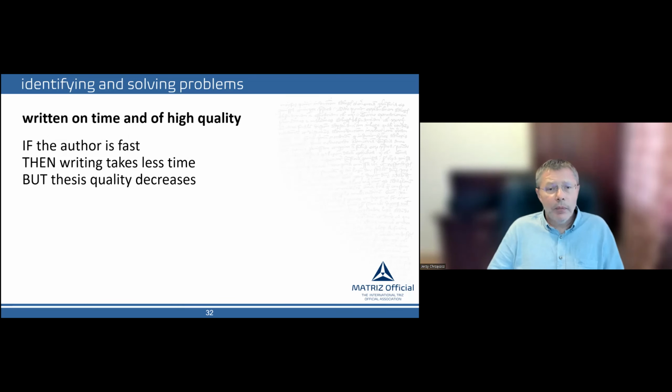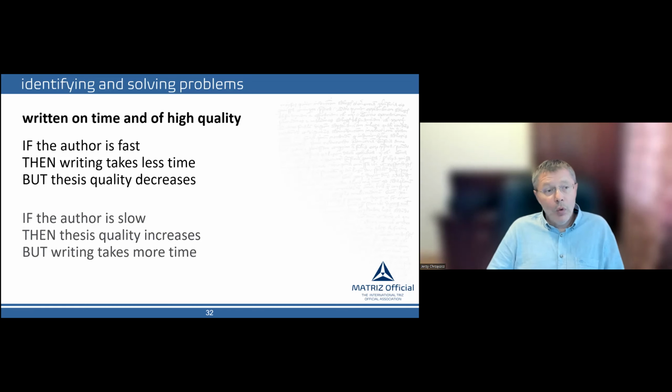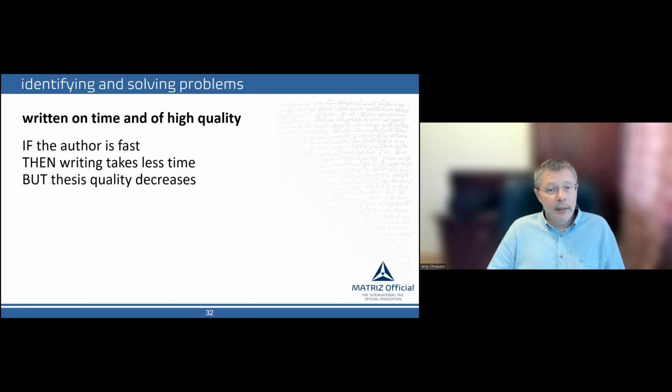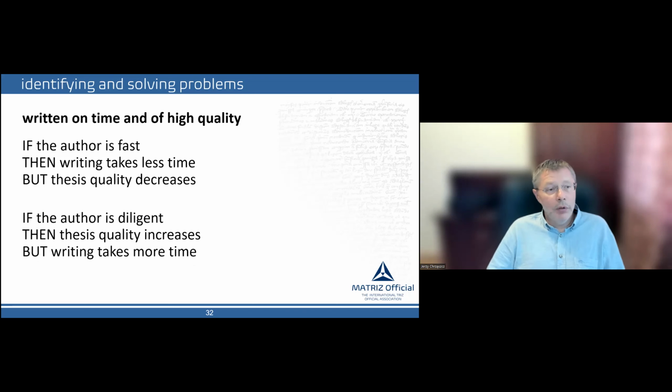In TRIZ, as you probably know, we use the if-then-but formula to describe a situation when improving one essential parameter of the system deteriorates another essential parameter. So one scenario is that fast writing takes less time, but the quality suffers. Will slow writing alone increase the thesis quality? I don't think so. So let us reformulate the second technical contradiction by referring to the author's diligence.